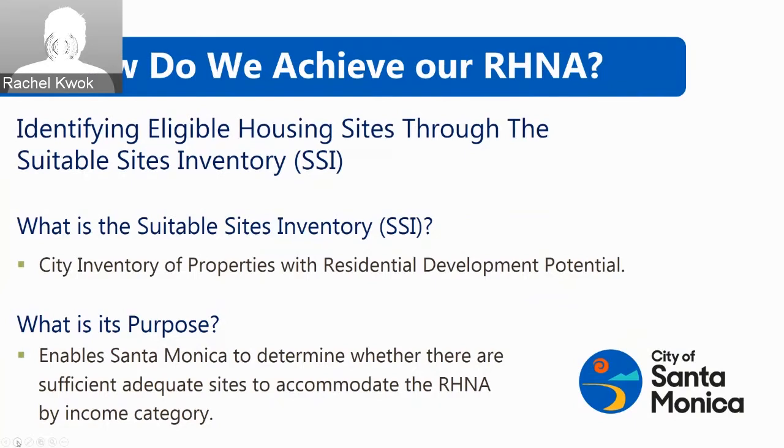So how do we achieve our RHNA? One of the first steps, and Jing mentioned this briefly, is as part of the housing element, we will be needing to identify eligible housing sites through what the state calls the Suitable Sites Inventory, the SSI. And what is the Suitable Sites Inventory? It's basically an inventory identification of all the properties that have the potential to develop residential units. The purpose of it is to show that Santa Monica, as a city, we have adequate land, we have sufficient sites to accommodate our RHNA number by income category.